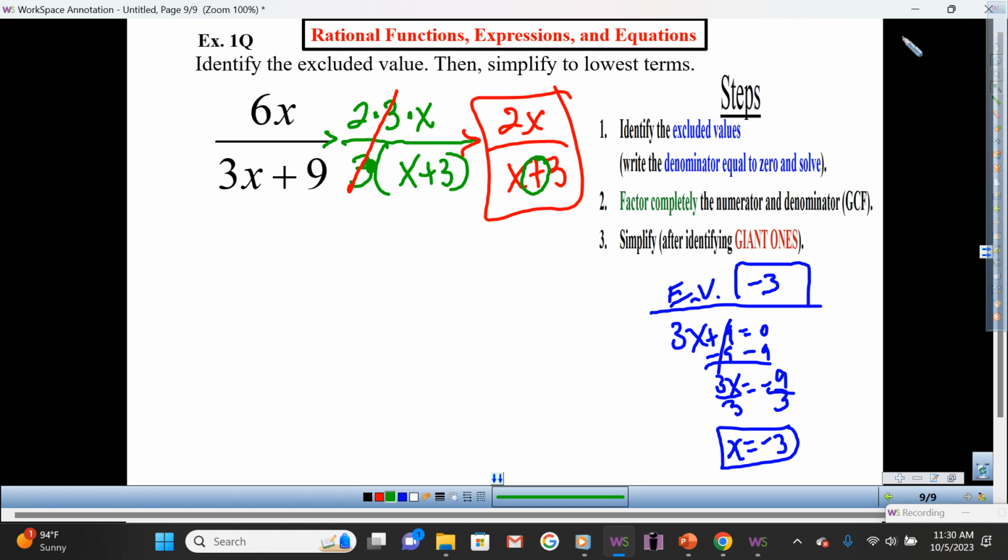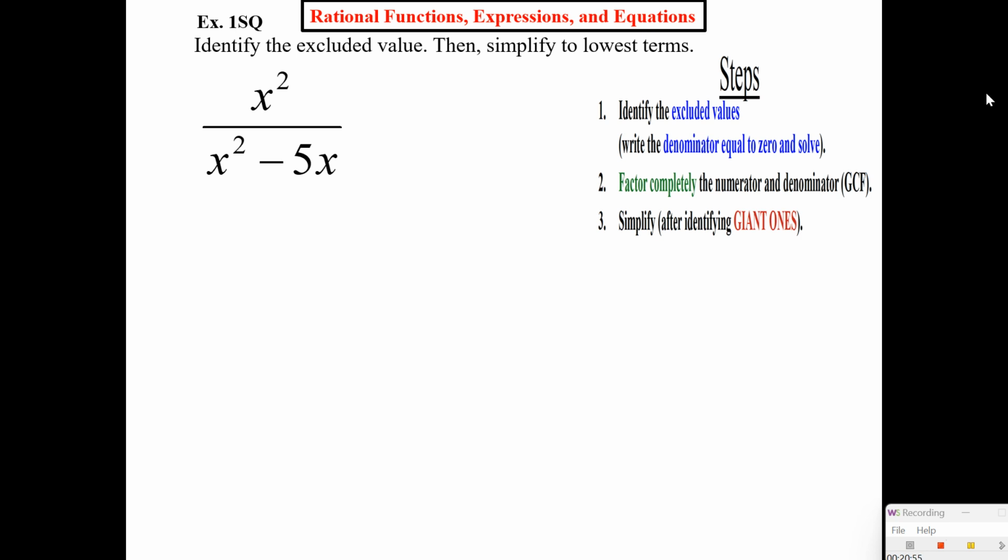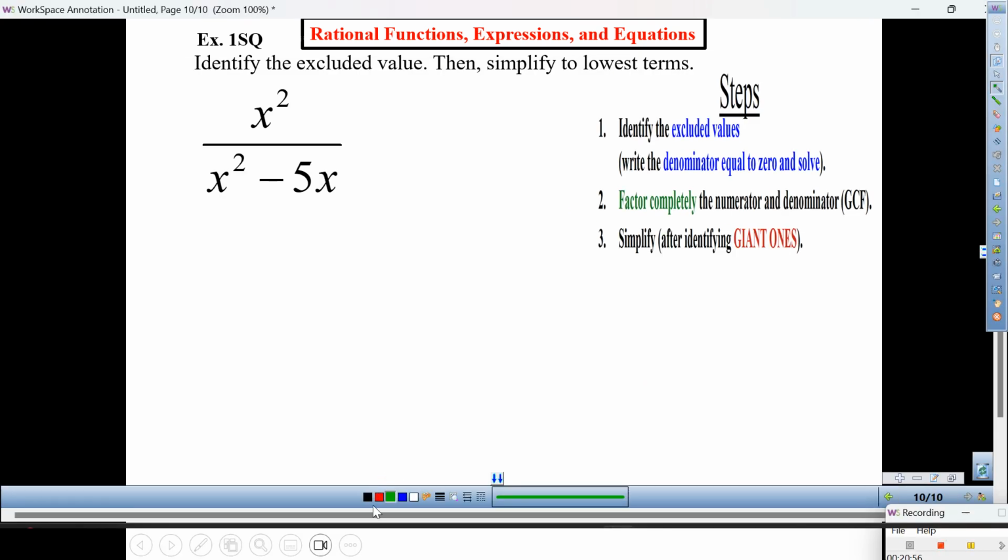Copy this. See if you can go a little bit faster now. You're like, what? No, we're going to do this one together. Example 1, super Q. We got x squared over x squared minus 5x. All right. Here we go. Start with the excluded value. Let's do this one together.